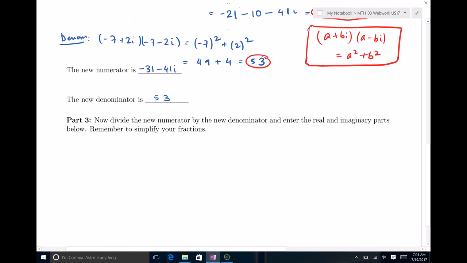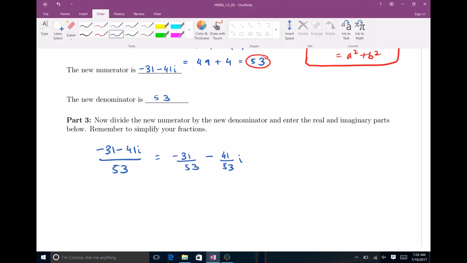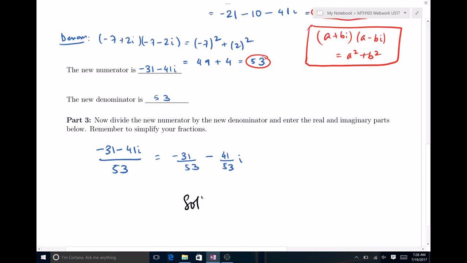Part 3 says divide the numerator by the denominator. So I rewrite this as negative 31 minus 41i over 53. And in order to simplify the fractions, I'm going to separate this as negative 31 over 53 minus 41 over 53i. Since the numerators and denominators don't really have anything in common, these are all prime numbers, I have the solution, which is negative 31 over 53 minus 41 over 53i. Remember to always write your answers in the form a plus bi. That's really important.